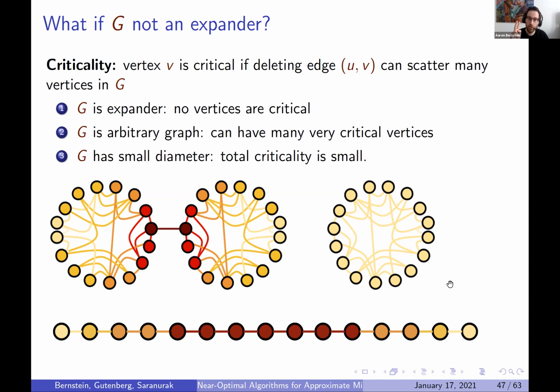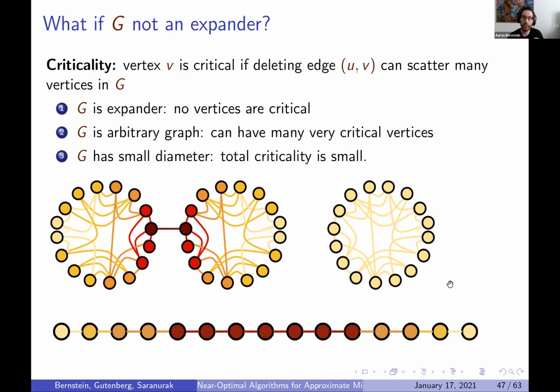Number 2 corresponds to the bottom graph. And you can see there that a lot of the vertices are critical. All the vertices in the middle of the path, if you remove any of those vertices, you'd break the graph up into 2 big pieces. So those are all extremely critical vertices. Basically, in an expander, no vertices are critical. In an arbitrary graph, you can have lots of very critical vertices.